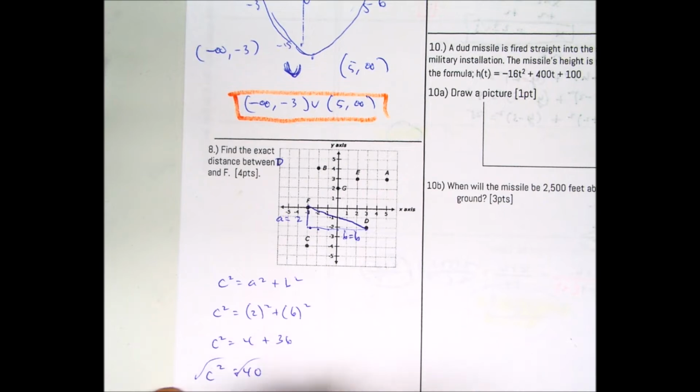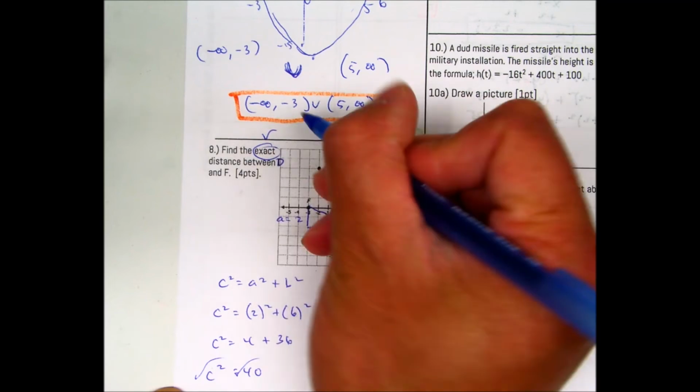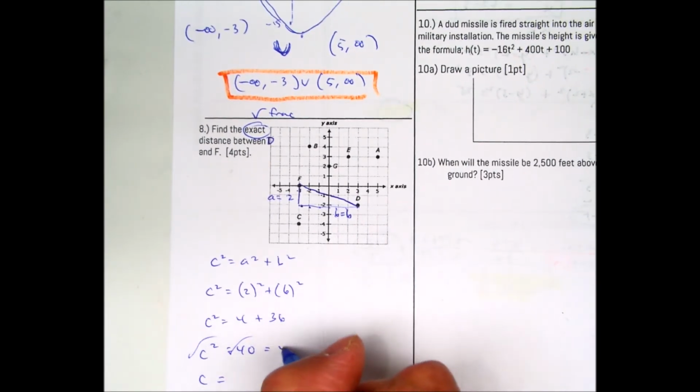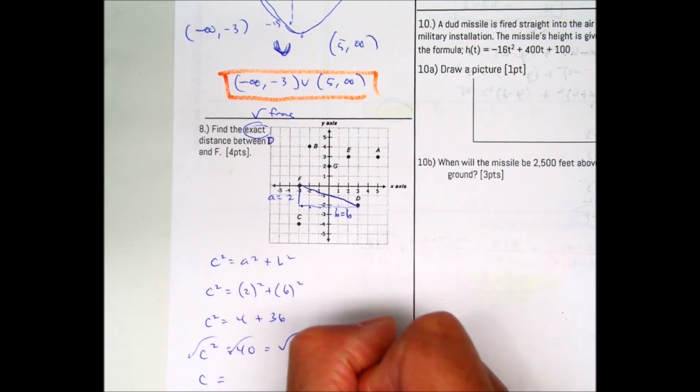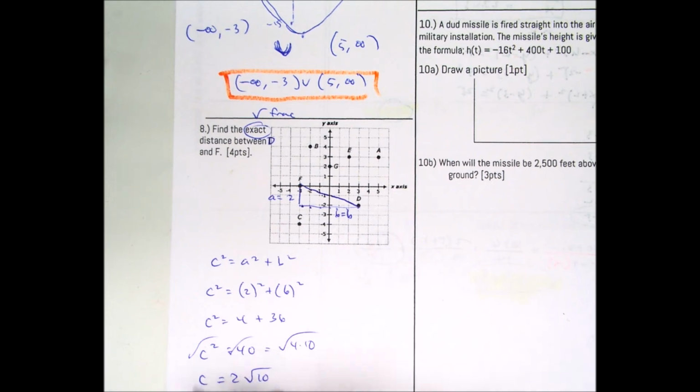Square root. C equals, it tells us exact. So exact means radical or a fraction. So that is the square root of 4 times 10. So the square root of 4 is 2. 2 radical 10 is our exact answer.